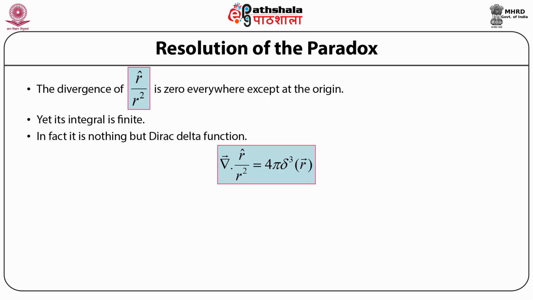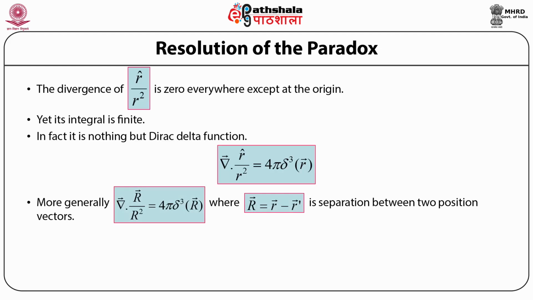So now if we define the separation between the two position vectors, the position vector r and the position vector r prime, such that the vector capital R is equal to the position vector r minus the position vector r prime, then the divergence of the function 1 upon capital R square times unit vector R is equal to 4 pi times delta cube of vector capital R.